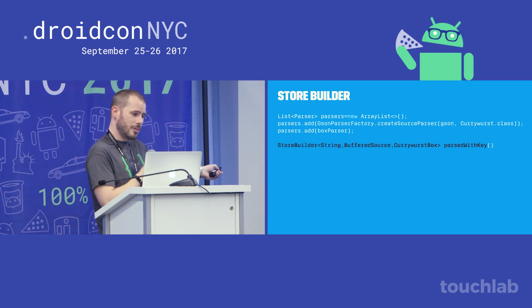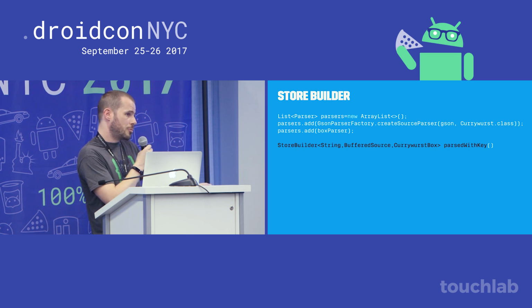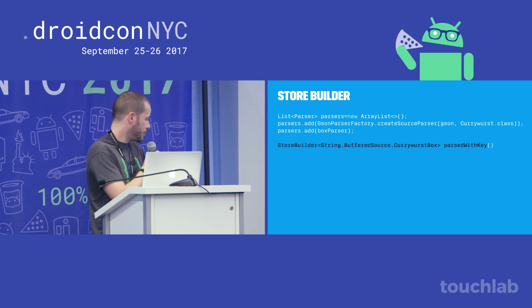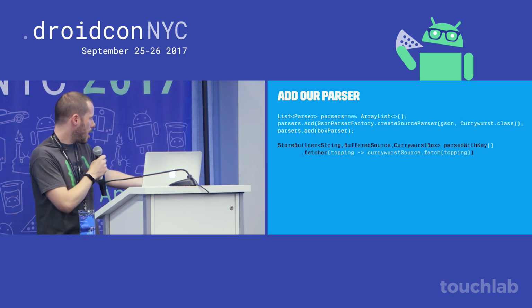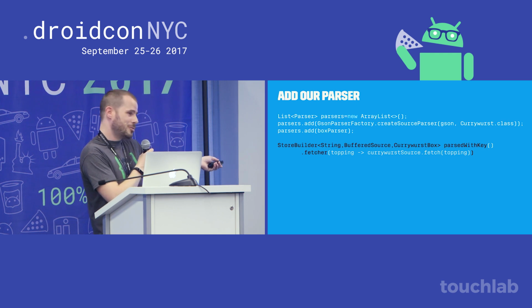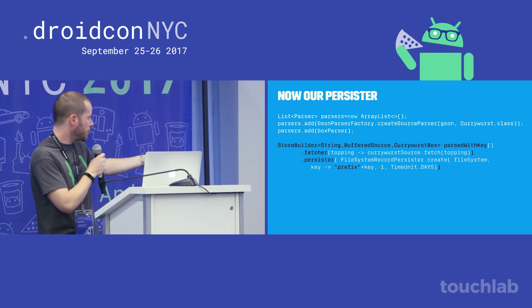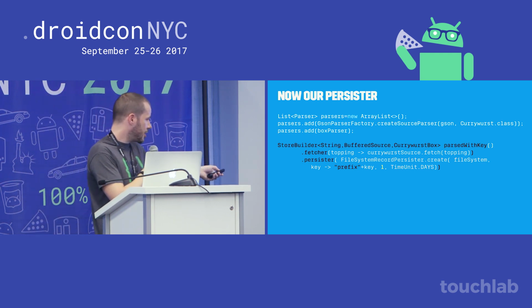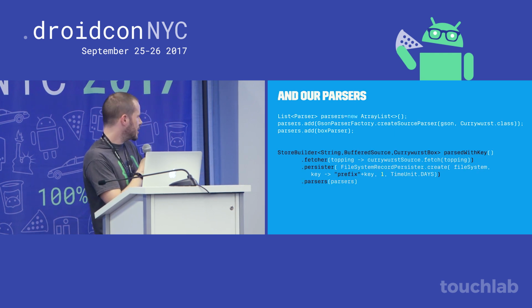So here we go. See the declaration. We declare our store. We declare, firstly, the key that we use, what we get from the fetcher, the buffered source, and then the item that we actually get out of the process. And that's what's actually going to be returned from the parser, the end result of the store. So here we declare our fetcher. It takes the topping, and it calls currywurst source, which you can imagine was probably a Retrofit endpoint. The persister, just like I showed you in the previous example, we're using our file system record persister here with a one-day caching policy. And there we attach the parsers that I've declared at the top. And that's it. You say .open, and you have a store.